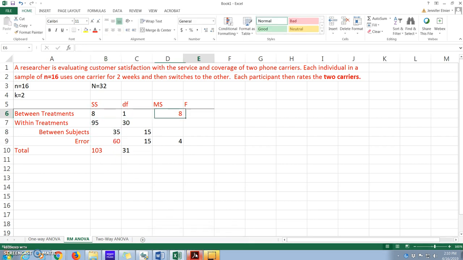Now the only thing that we have left to do here is to calculate f. That's just the mean squares between treatments divided by mean squares error. So 8 divided by 4 gives us an f value of 2.